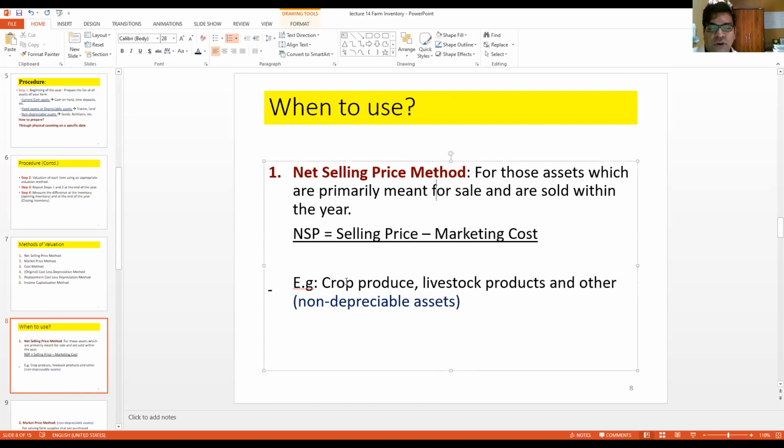For example, you see crop produce, livestock products, and all those things. They are non-depreciable assets. So the value of non-depreciable assets which the farmer has harvested or produced can be determined using the net selling price method. And what is the formula for it? It is the selling price minus marketing cost. We know very well, if the farmer wants to market his cotton or groundnut, he has to take it to the market yard and he will be facing a lot of marketing cost before ultimately selling it. So selling price minus marketing cost will give you the net selling price.